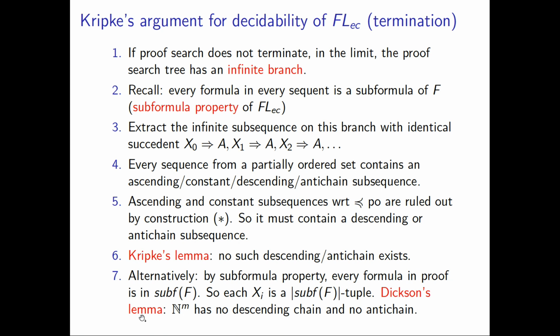Another way of seeing this result is by observing that since every formula in the proof is a subformula of f, that means that every multiset xi in this sequence corresponds in a natural way to an n-tuple, where n is the cardinality of the subformulas of f. And Dixon's lemma says that over the set of n-tuples, there is no descending chain and no antichain.